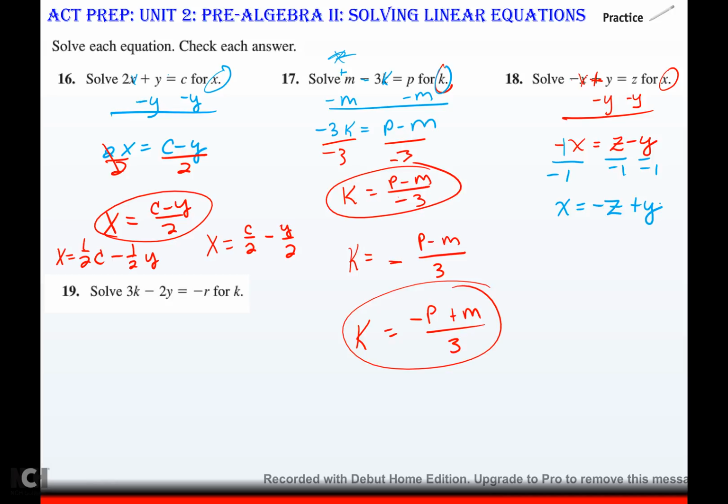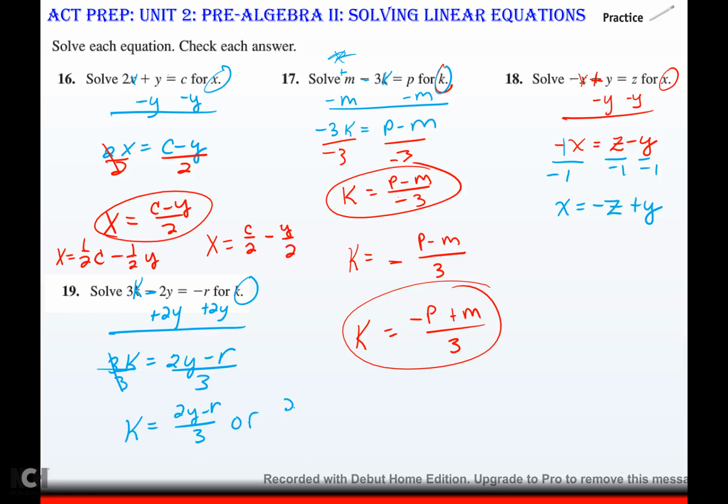Okay. And 19, they want me to solve this thing for k. Well, there's my k. I've got to undo subtraction first, so I'm going to add 2y. I get 3k equals 2y minus r. You could put -r plus 2y, doesn't matter. Divide by 3, and k equals 2y minus r over 3. Or 2/3 y minus 1/3 r. Or 2y over 3 minus r over 3. So either way.